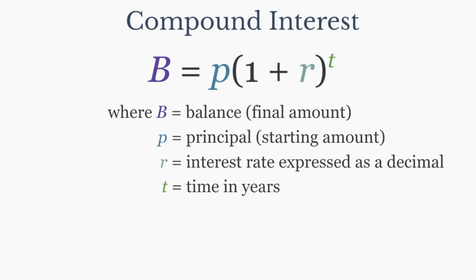The interest is the difference between the account starting amount and the final amount. So if you want to calculate the interest and you know the balance and principal, you can use the formula I equals B minus P, where I is the interest. Let's use these formulas to calculate the balance and interest in different situations.